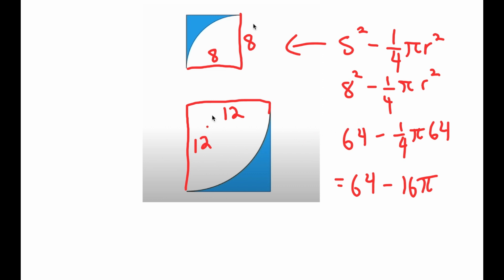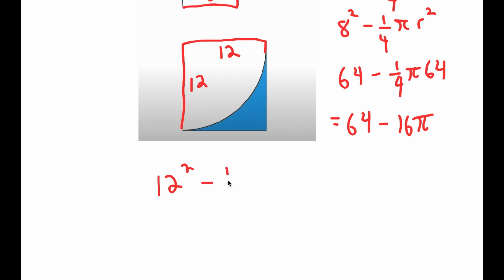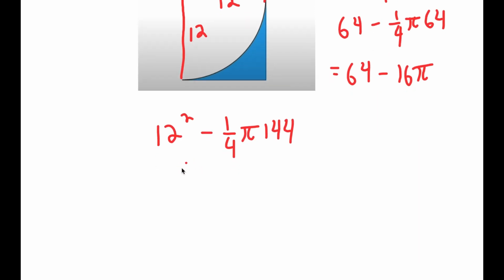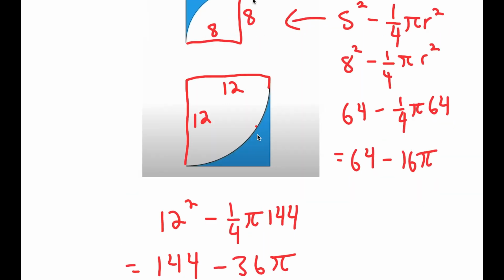Now for this one, s is 12, so I have 12 squared minus 1 over 4 pi times 144, because r is 12, so 12 squared is 144. And now I get 144 minus 36 pi. So now that I found the area of these two, now I'm going to find the area of these two. So I'm going to draw a triangle around these. So we know that the side length of this is 4, and the side length of this is 8.